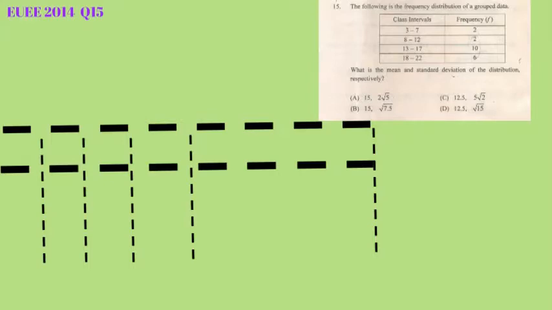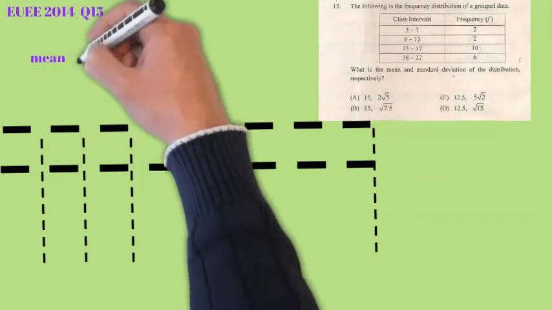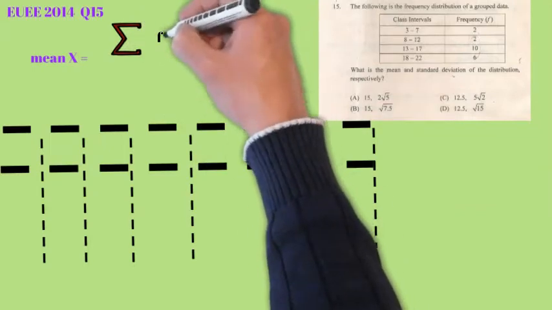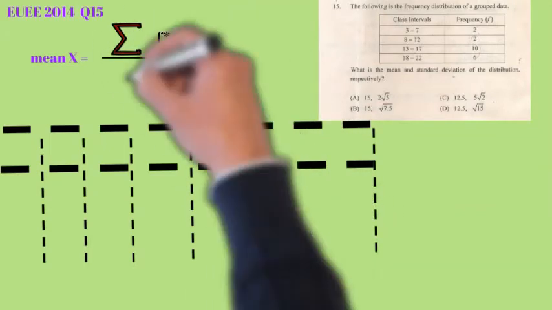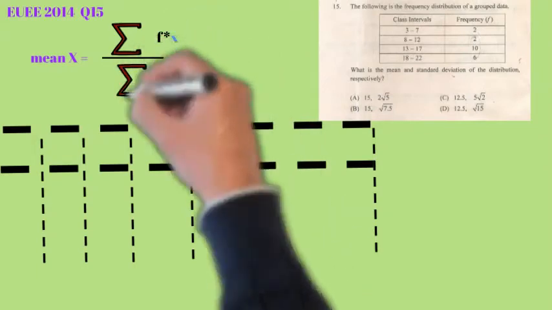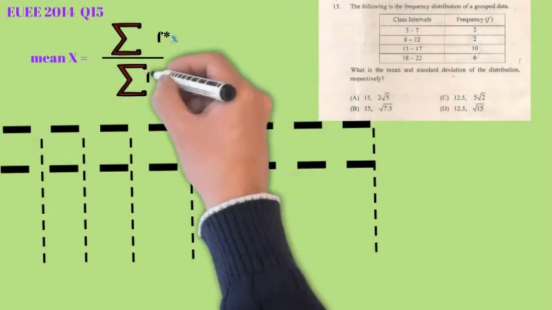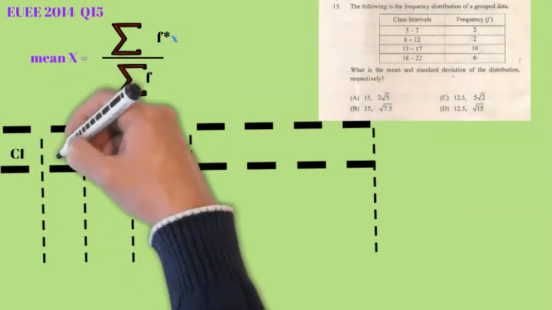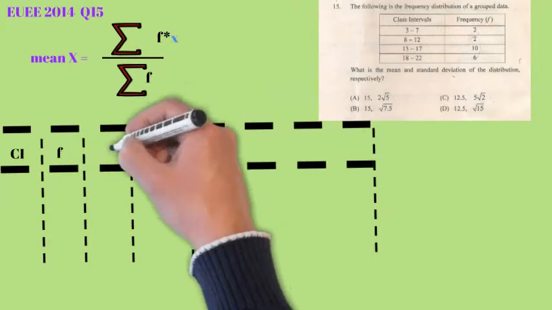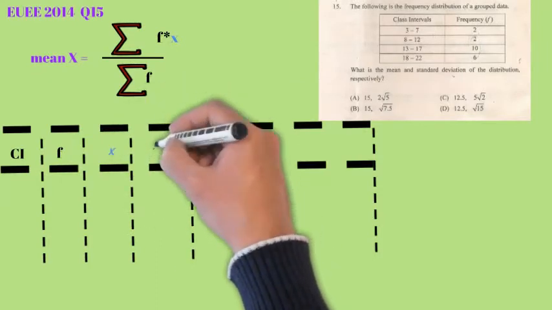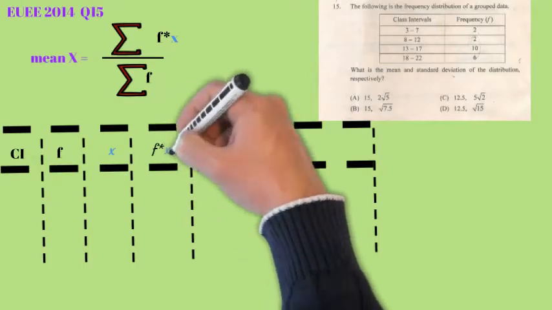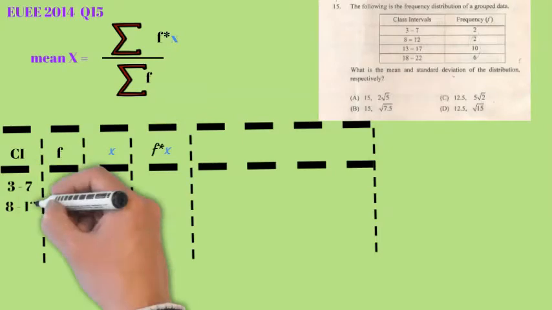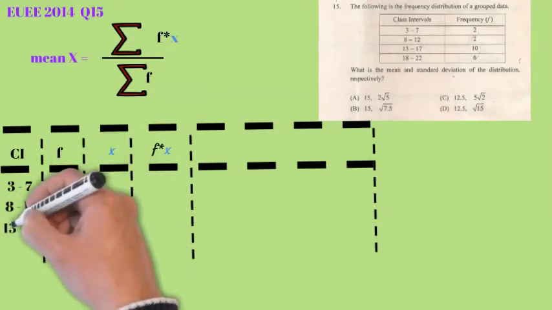To find a mean and standard deviation, we have formulas for both of them. The mean is calculated by the sum of the midpoint times frequency divided by the total number of frequencies. So we will find out the total number of frequency, and also the frequency times the midpoint of each data point or data group.